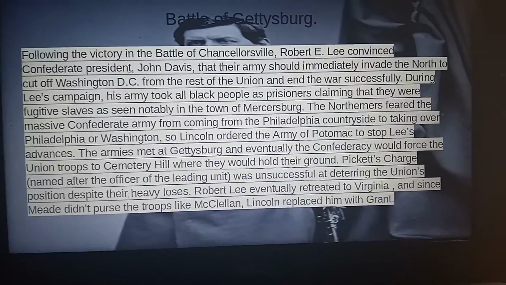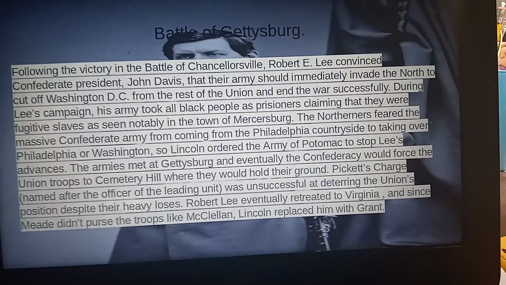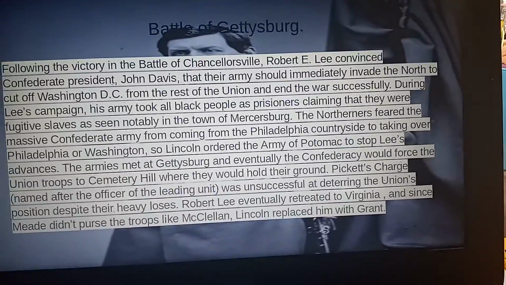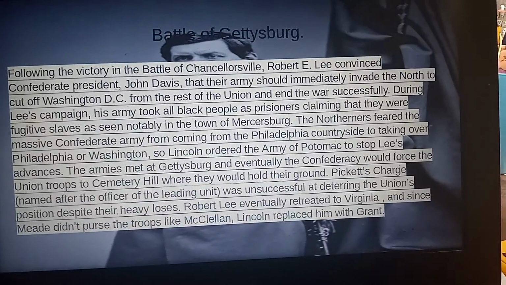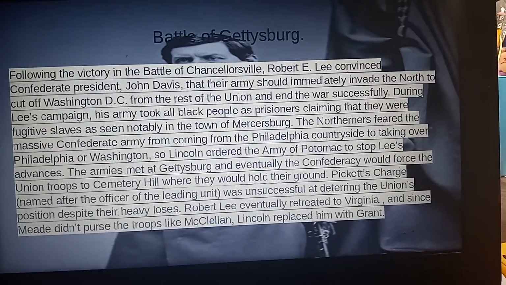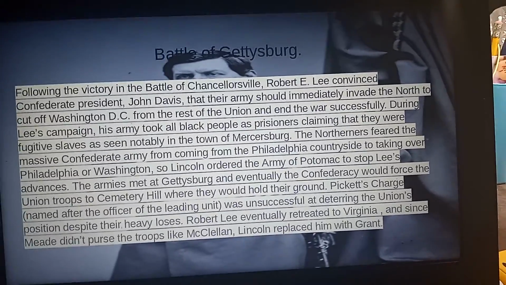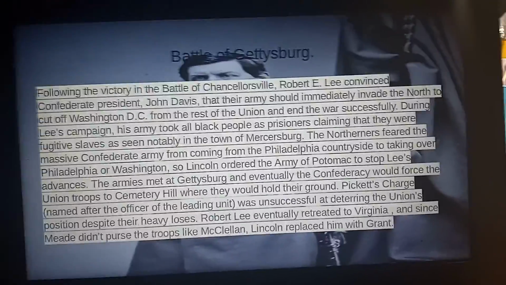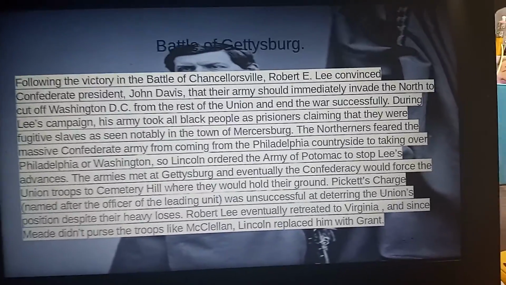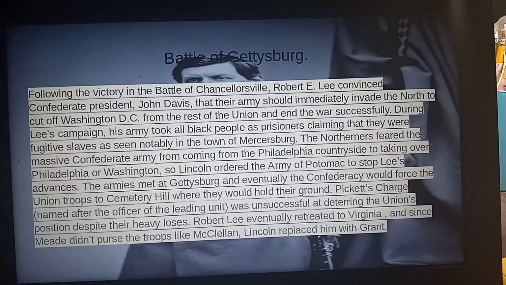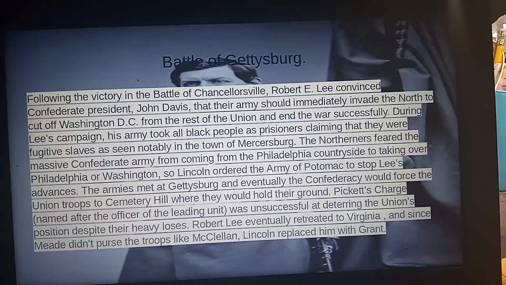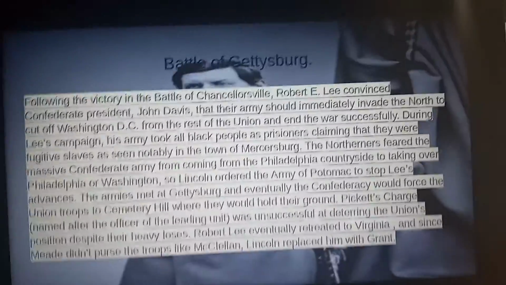The armies met at Gettysburg, and eventually the Confederacy would force the Union troops to Cemetery Hill, where they would hold their ground. Pickett's charge, named after the officer leading the unit, was successful at deteriorating the Union's position despite their heavy losses. Robert Lee eventually retreated to Virginia, and since Meade didn't pursue the troops like McClellan, Lincoln replaced him with Grant.